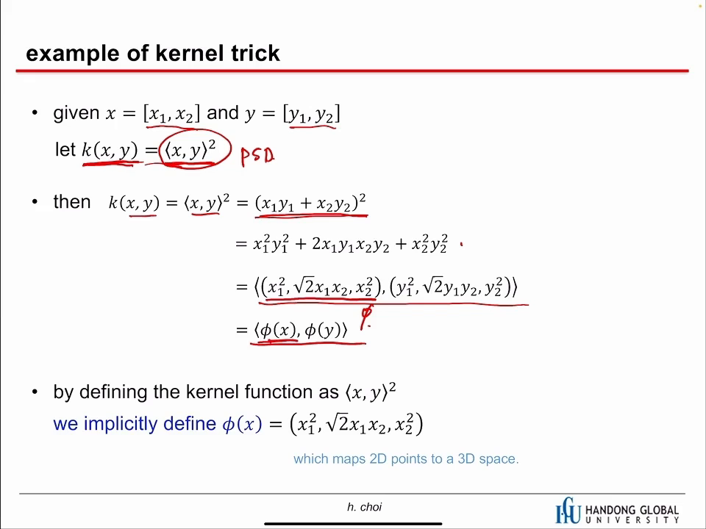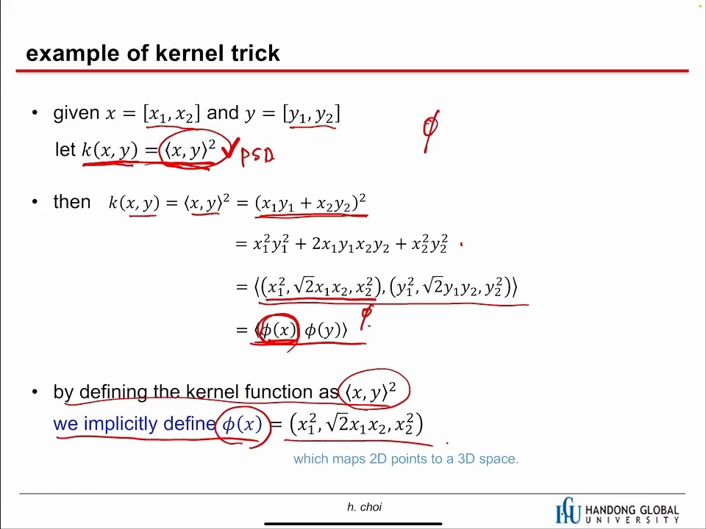So in this case, this function is really simple so that we can come up with a nice function phi. But in general, when we define kernel functions, it's not that simple to come up with a nonlinear function phi. In this case, this kernel function is really simple. So in this slide, what I'm saying is that by defining the kernel function as this, we implicitly define phi like this. Let me repeat one more time.